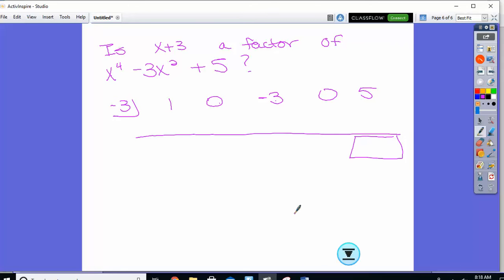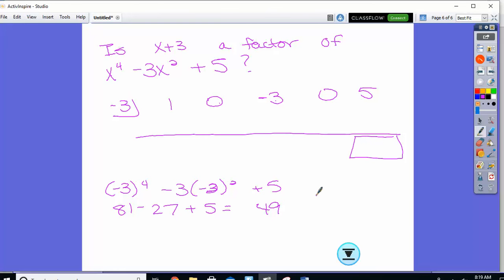The other way to do that was to plug in what number? Negative 3. If you put in a negative 3 for all of your x's, that gives you your remainder. So we would get 81. So I get 49. So is it a factor? No, the remainder is 49. So on those you can either do synthetic, or the faster method is to plug it in. Either way.